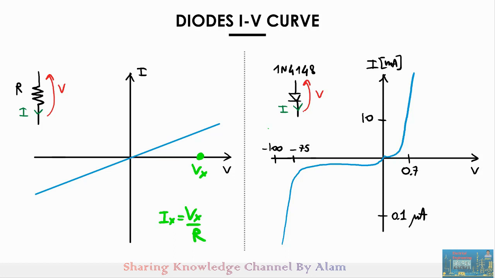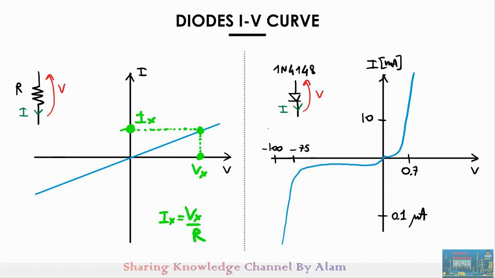Another way is to use the IV curve. From the value of Vx on the horizontal axis, you draw a vertical line till you meet the IV curve. For example, we can represent it with a dashed line. Then you find what is called the operating point on the curve. And then you draw a horizontal line till you meet the axis of the current. This is the value of the current Ix that you're looking for.